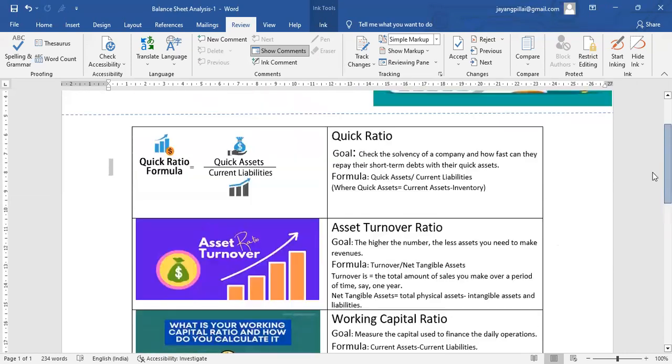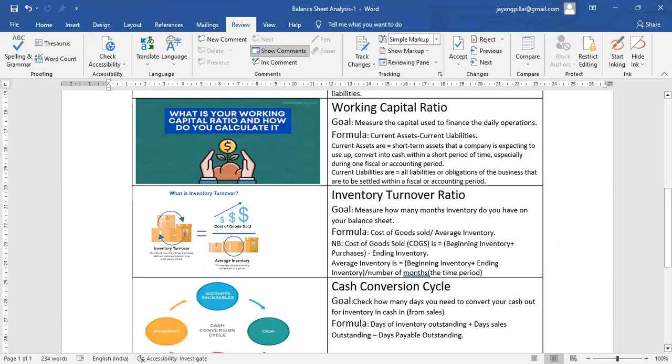And working capital ratio is the third important ratio mentioned here. Next we are going to know about the inventory turnover ratio. Inventory turnover ratio, as it is mentioned here, is a measure of how many months of inventory you have on your balance sheet. It is found by dividing cost of goods sold by average inventory.